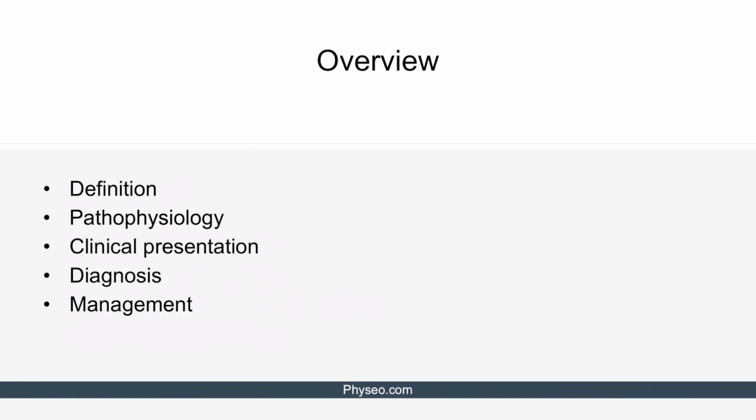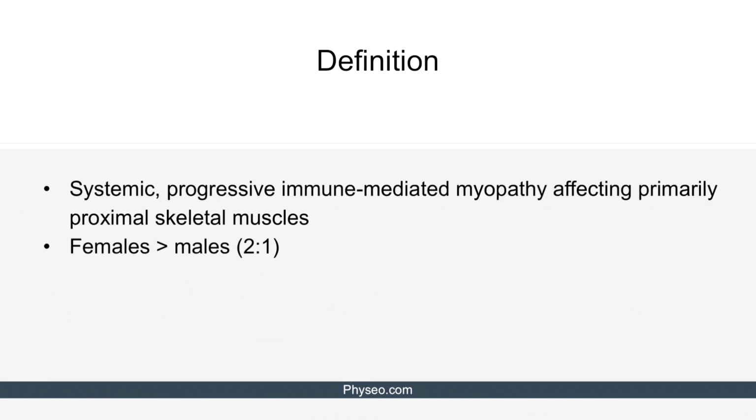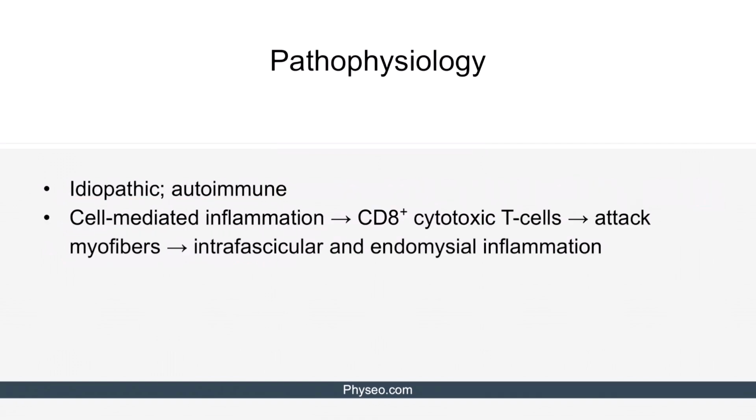So let's start with the definition of polymyositis. Polymyositis is a systemic progressive inflammatory myopathy that primarily affects the proximal skeletal muscles. It affects more than one muscle group, hence it's called polymyositis. Also know that females are twice as affected as males. Polymyositis is classified as an idiopathic inflammatory disease and thought to be caused by an autoimmune process.